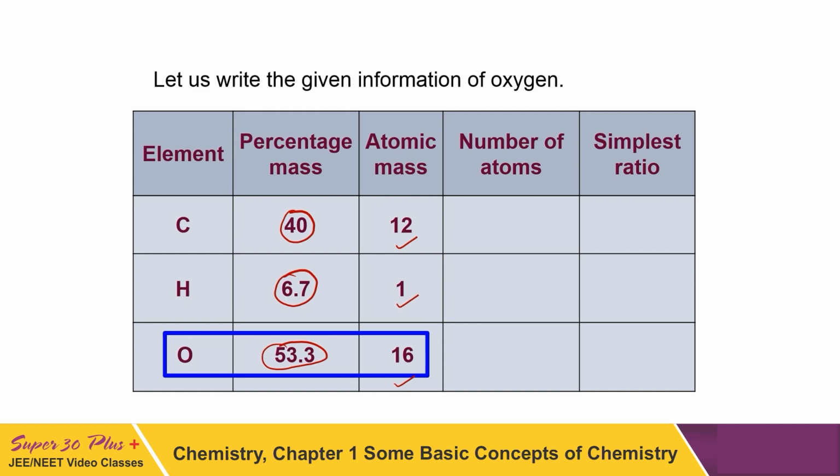Now we will calculate the number of atoms in the next step. So how to calculate the number of atoms? In order to calculate the number of atoms, students, if this column is A and this column is B, we will do A by B and we will take the simplest ratio. So we will divide the percentage mass of each element by its atomic mass. We will divide 40 by 12, 6.7 by 1, and 53.3 by 16, like this.